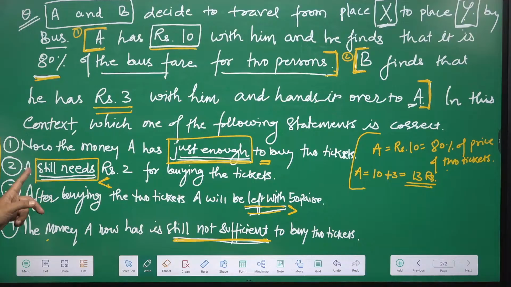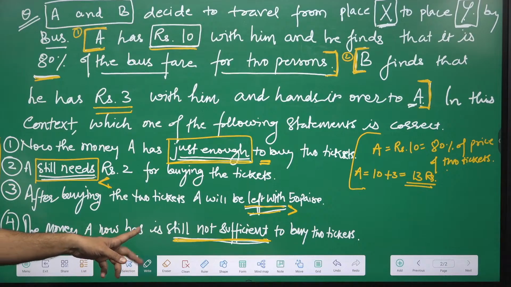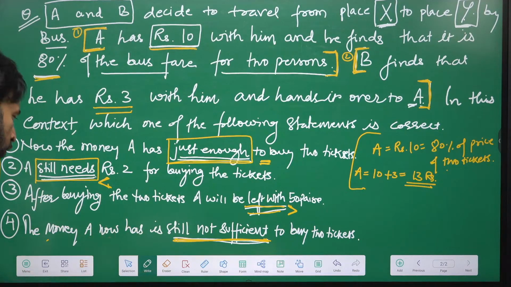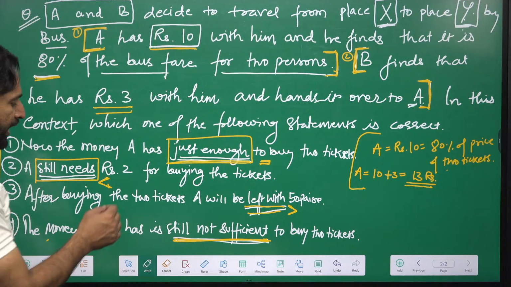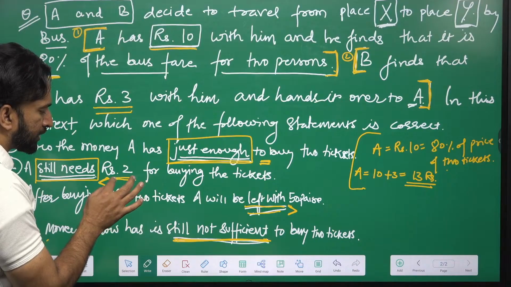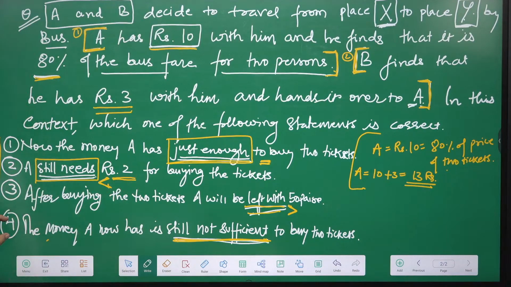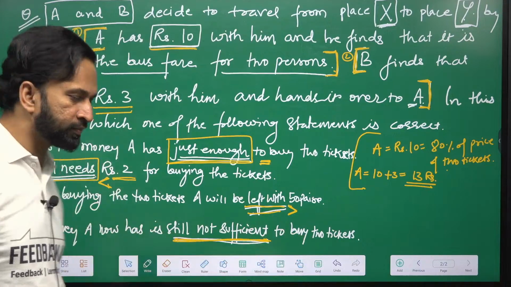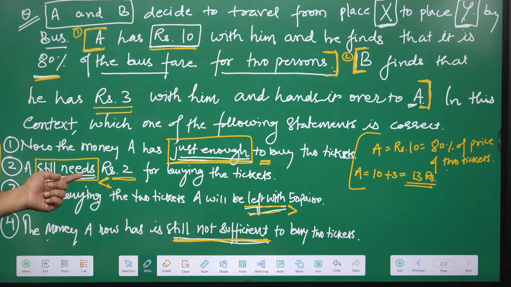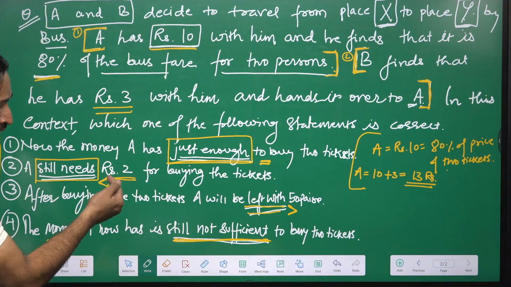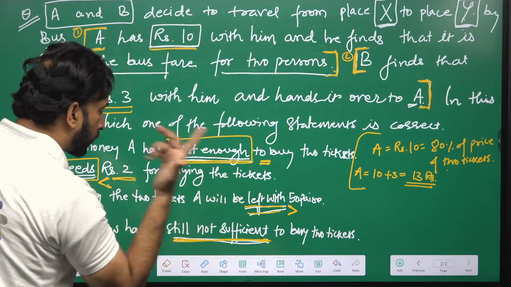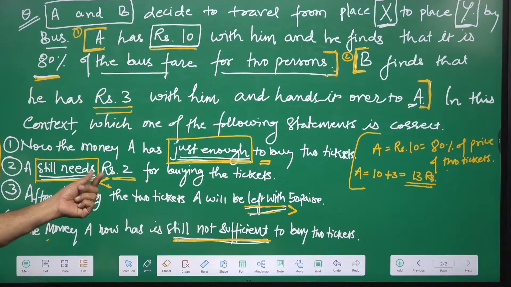A still needs rupees 2. The money A now has is still not sufficient to buy 2 tickets. Here the exact figure of rupees 2 is given. Here no exact figure is given. Here you need rupees 2 more. You are actually less than the fare of the 2 tickets, short of rupees 2.